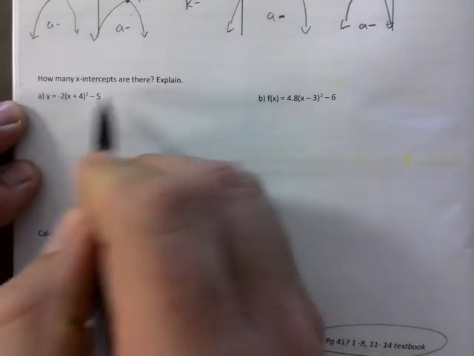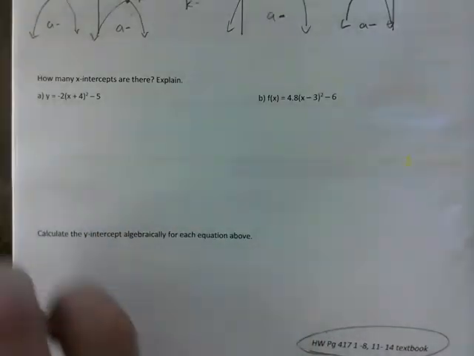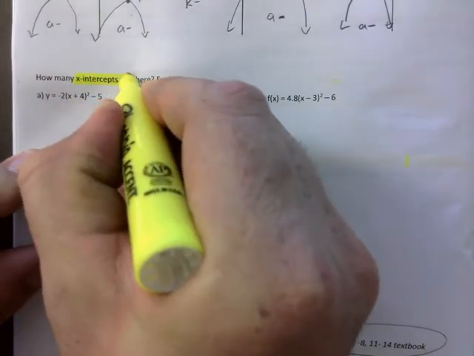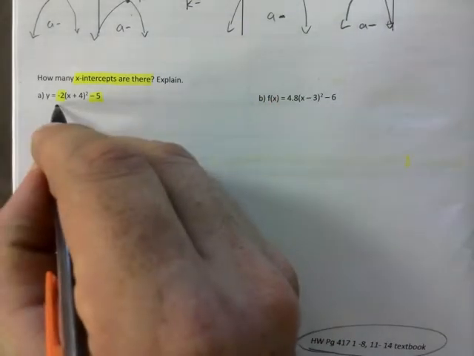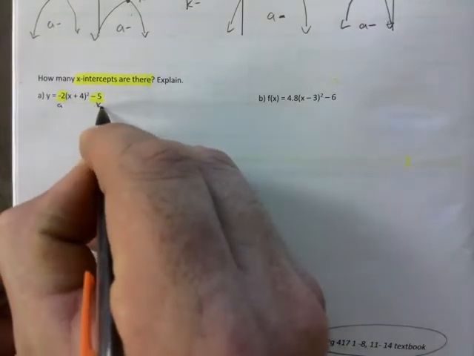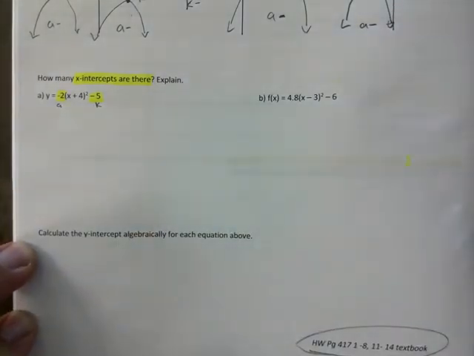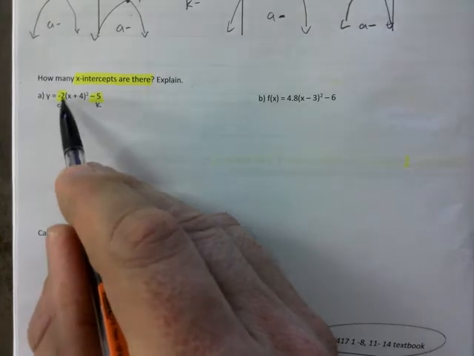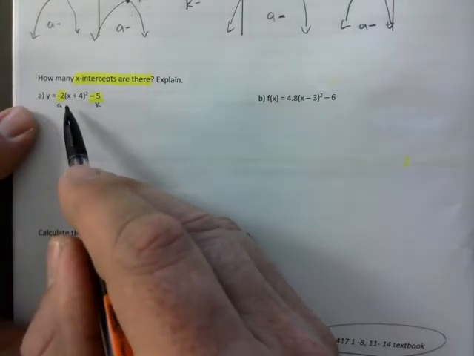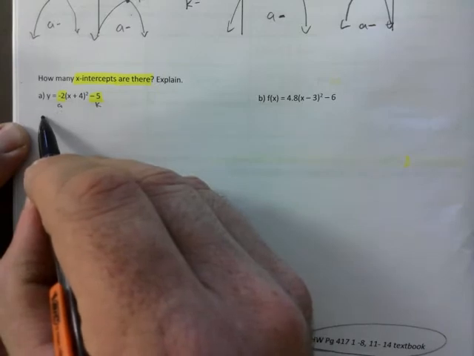How many x-intercepts are there? Explain. So again, I'm going to use a highlighter here. If I want to know how many there are, I'm going to look at A and I'm going to look at K. This is A and this is K. Okay? This one doesn't have A, B, C. You know how the general form had the value of A, value of B, value of C? The only common letter from this to the general form is that A value, the front value, the leading coefficient.